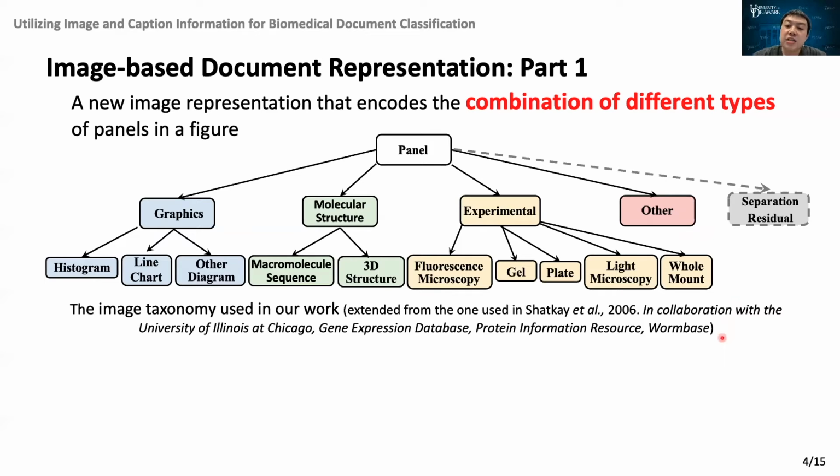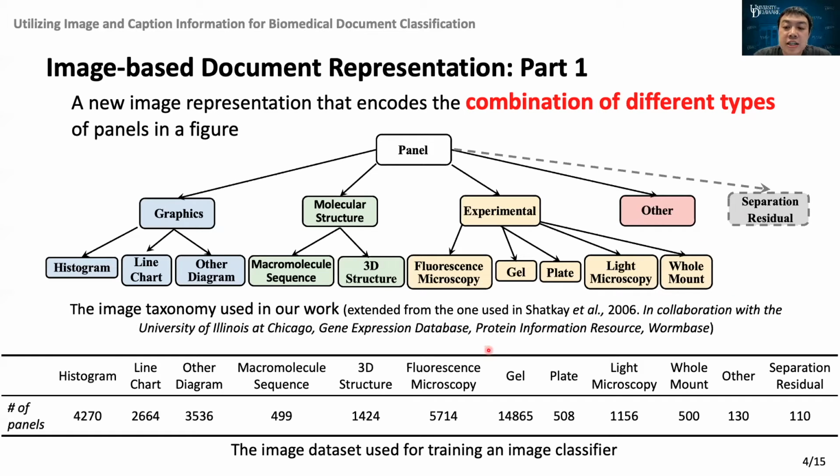Next, based on this taxonomy, we train an image classifier to categorize the extracted panels. We use an annotated dataset comprising around 35,000 pre-labeled panels. Its statistics are shown in this table. A pre-trained convolutional neural network, VGG16, is used for image classification, and our image classifier attained an accuracy of 88%.